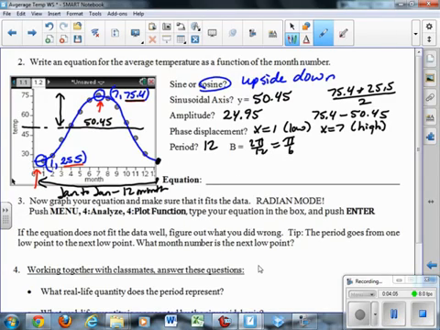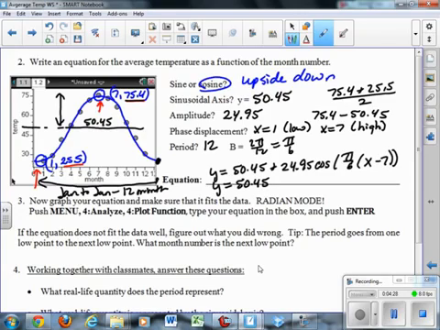So we can say y is equal to 50.45 plus 24.95 times the cosine of pi over 6 times x. Now I've got a positive amplitude here, so I'm going to use the x minus 7. If I wanted to use a negative amplitude, I could also write y equals 50.45 minus 24.95 cosine pi over 6 times x minus 1. So that would be the difference, is starting at a high point versus starting at a low point.